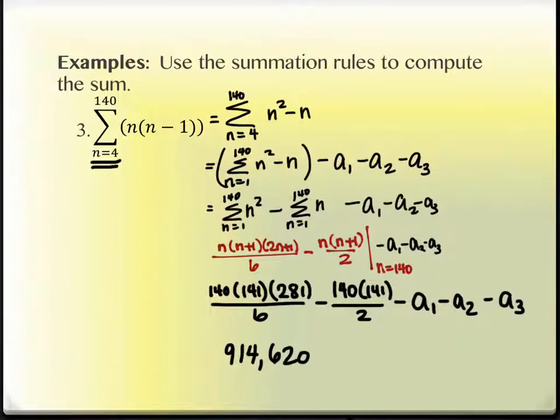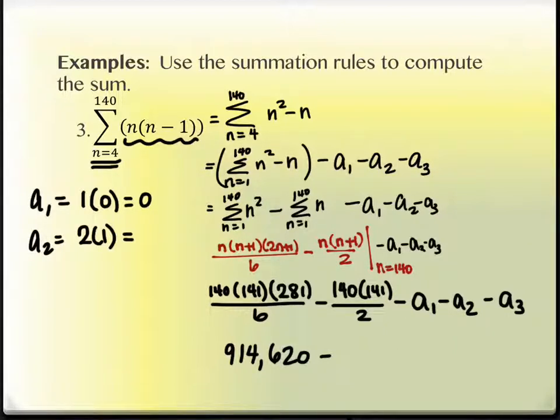And then I need to know what A1, A2, A3 are. So let's actually find those now. So A1 means taking this and plugging in 1 where n is. So that would be 1 times 0, which is 0. A2 would be 2 times 1, which would be 2. And then A3 would be 3 times 2, which would be 6. So at the end of this, I need to subtract 0, 2, and 6.